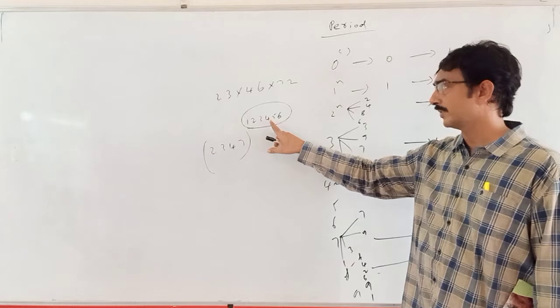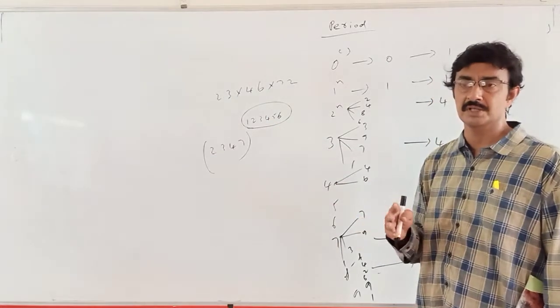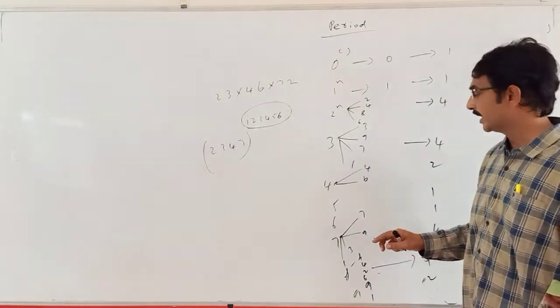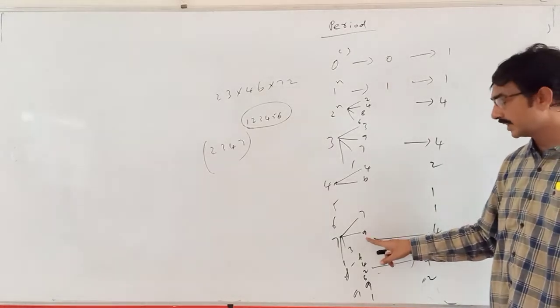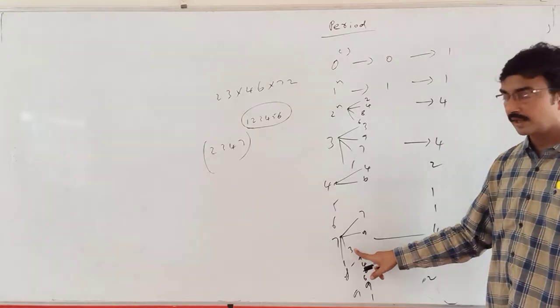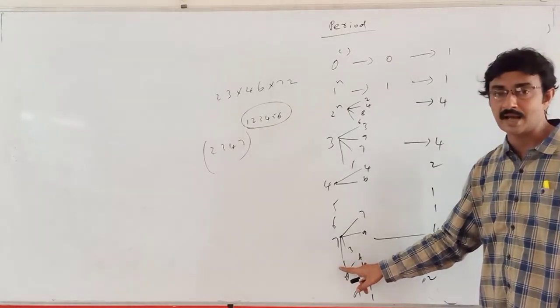Possible remainders of any number when divided by 4 are 0, 1, 2, 3. If the remainder is 1, take the first value. Remainder 2, second value. Remainder 3, third value. Remainder 0, take the last value.